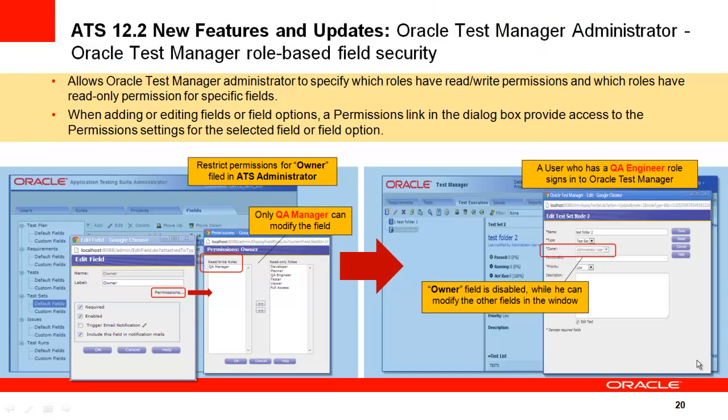The last feature I want to introduce for ATS 12.2 is Oracle Test Manager's role-based field security. In Oracle Test Manager 12.2, now administrator users can control which roles can have read and write permissions, and which roles can have read-only permission for specific fields. And this can be done in ATS Administrator tool. In ATS Administrator tool, when you add or edit fields or field options, a permission link shows up in the Edit Field window. You can click that link to open Permission window where you can specify which roles to have what permission for a specific field.